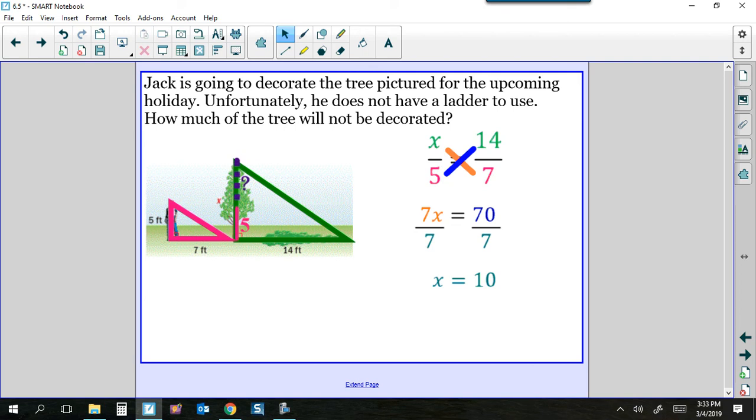We know his height is 5. That's what was given to us right here. We're looking for this piece right here, this question mark. So it's segment addition. Really, this last step is just segment addition. You have to think about, well, if the height of the tree is 10 and he's 5, he can't decorate above that 5 feet. So how much of the tree won't be decorated? 5 feet of the tree will not be decorated.